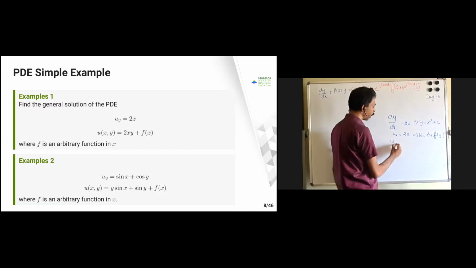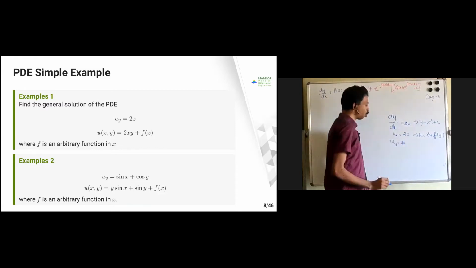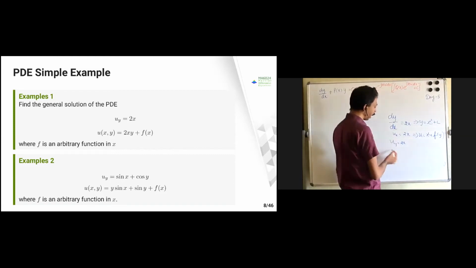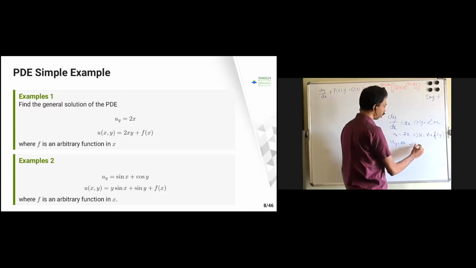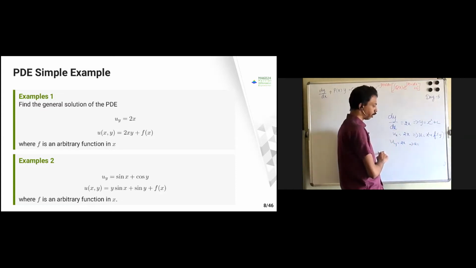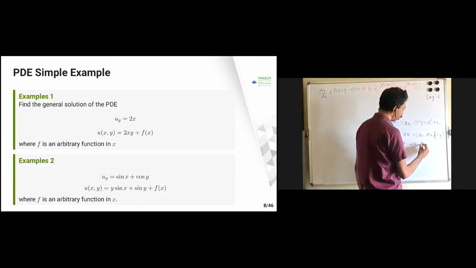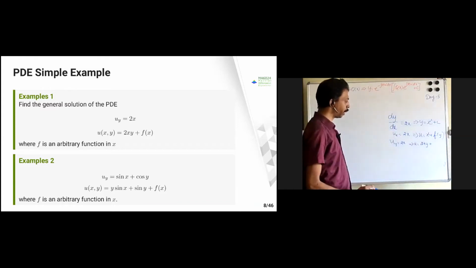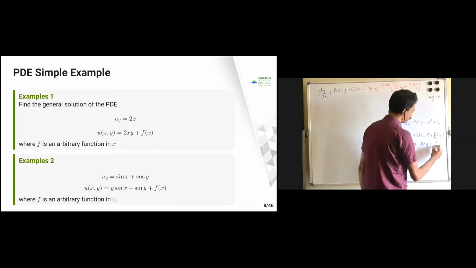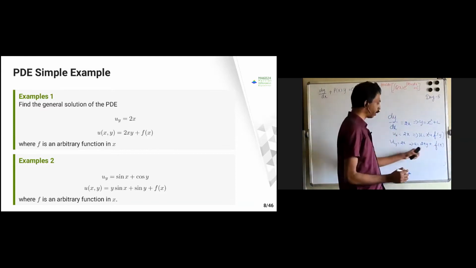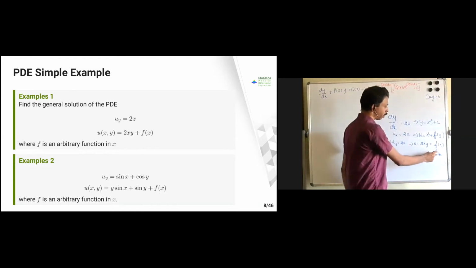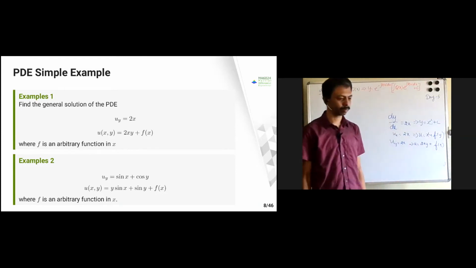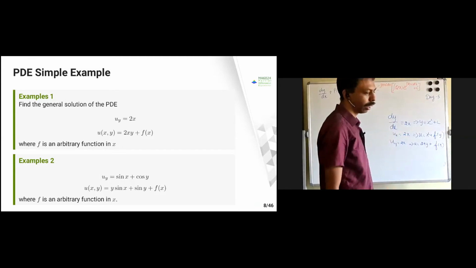Now what I have is uy equal to 2x. That means here I have only y, no x. Then what will be the solution? u is equal to, so this I have to integrate with respect to y. Here I integrated with respect to x, here I got to integrate with respect to y. So therefore 2xy plus f of x. Now if I differentiate with respect to y, here it will become 2x, this will become 0. So it's satisfied, where f is an arbitrary function in x.